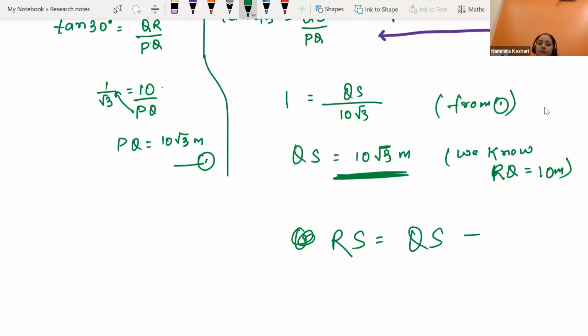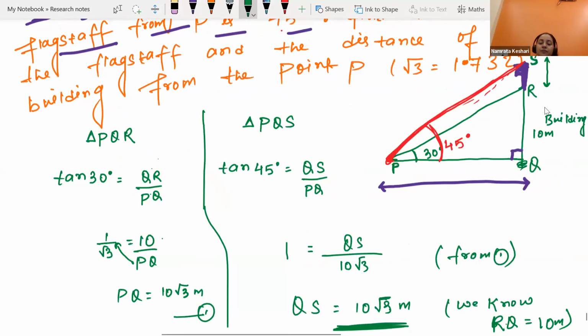Ma'am, could you please scroll up? QS minus QR is RS. Yes or no? QS minus QR is RS. Yes.